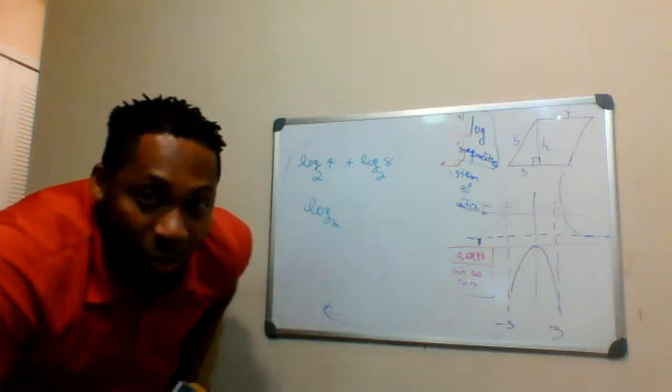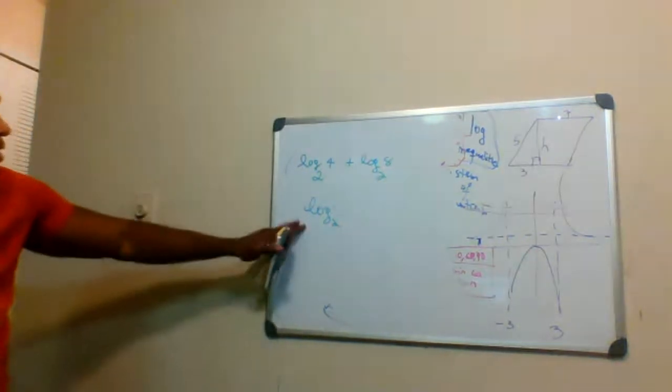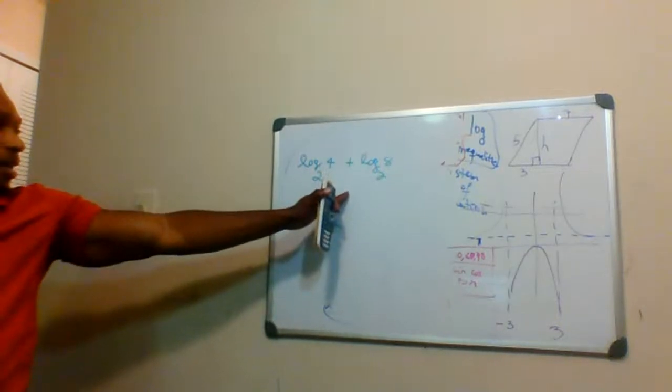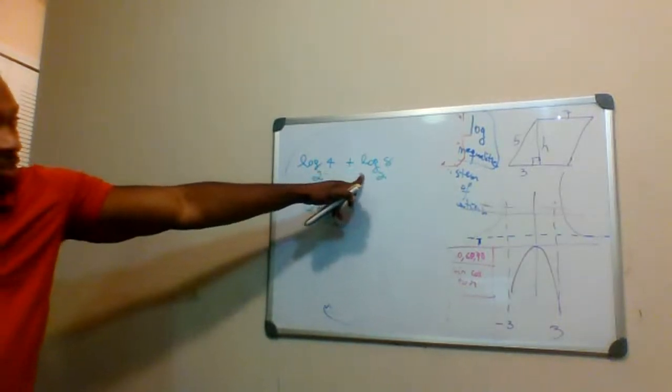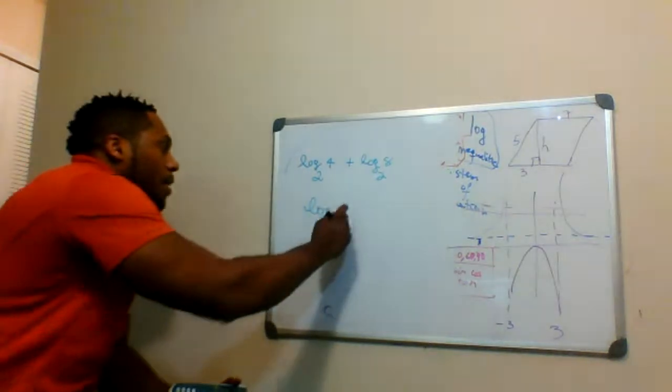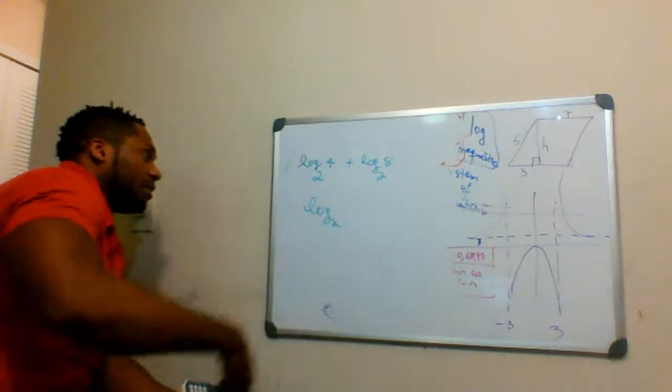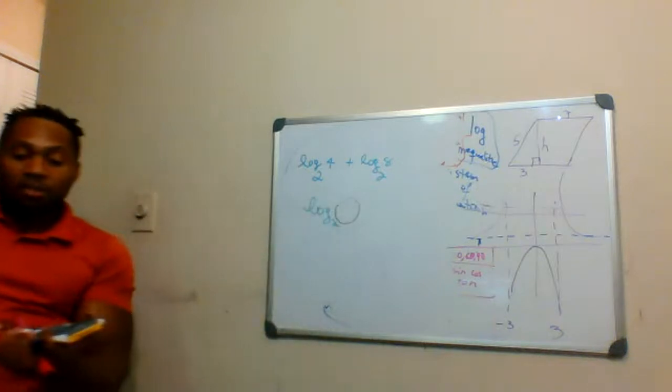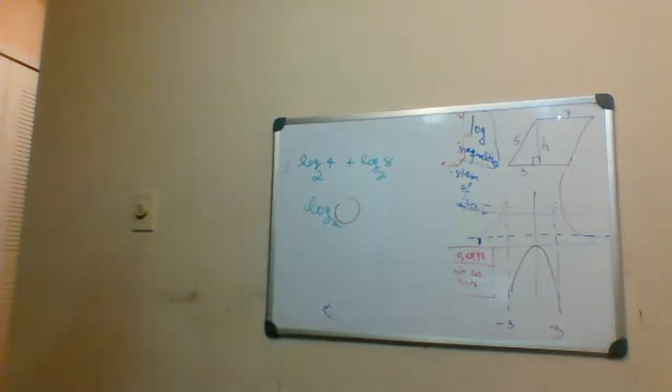Let's see. So who got the answer to this? Log base 2 of 4 plus log base 2 of 8. That's log base 2 of what? What number should I put here, according to the property that we saw earlier? What number should I put here? Who got the answer? Log base 2 of 4 plus log base 2 of 8.